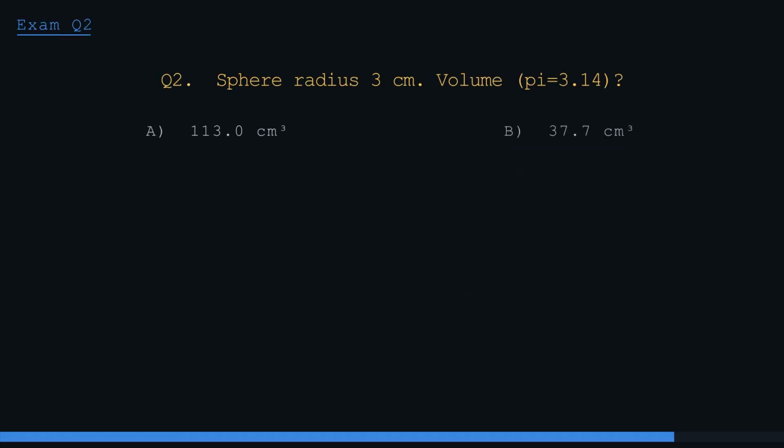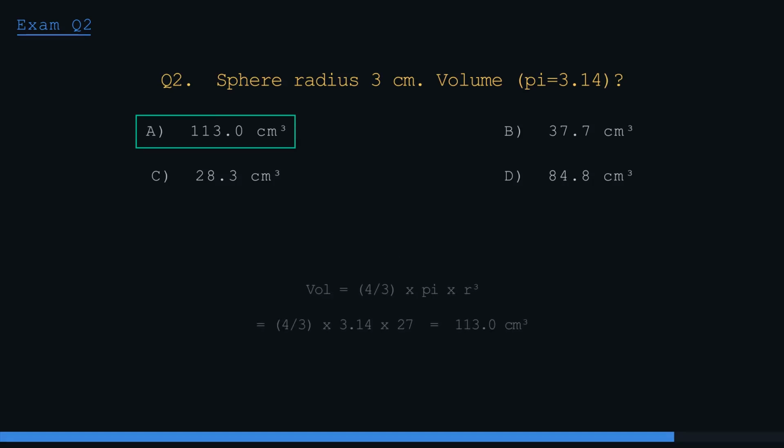Question 2. A sphere has a radius of 3 centimeters. What is its volume? Using pi equals 3.14, pause and choose your answer. The answer is A, 113.0 cubic centimeters. 4/3 times pi times 3 cubed. 4/3 times 3.14 times 27 equals 113.0.